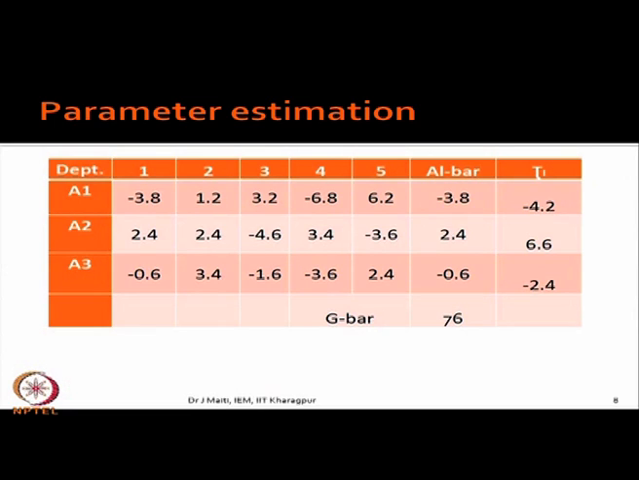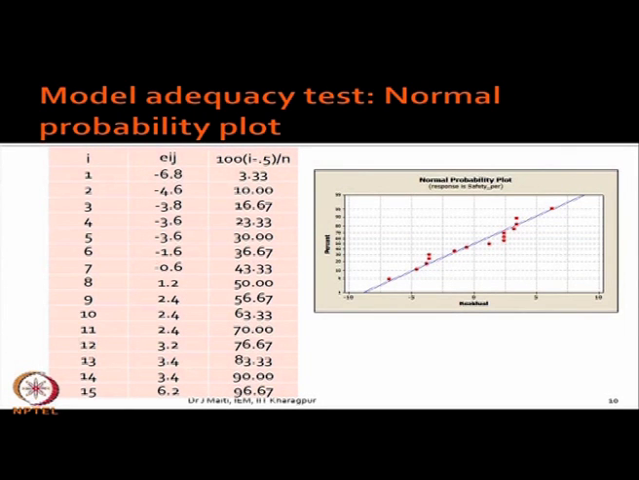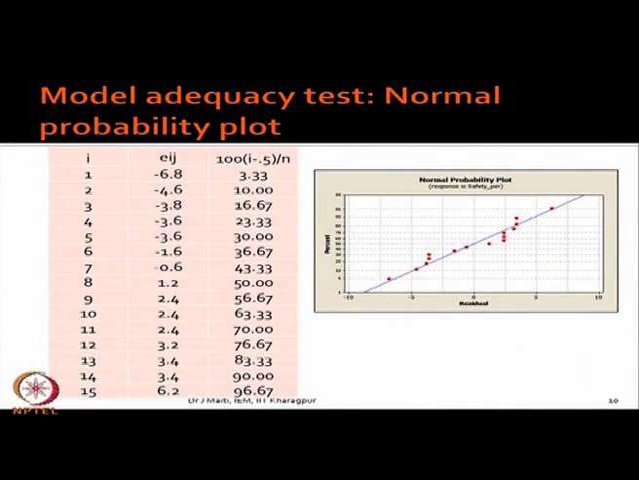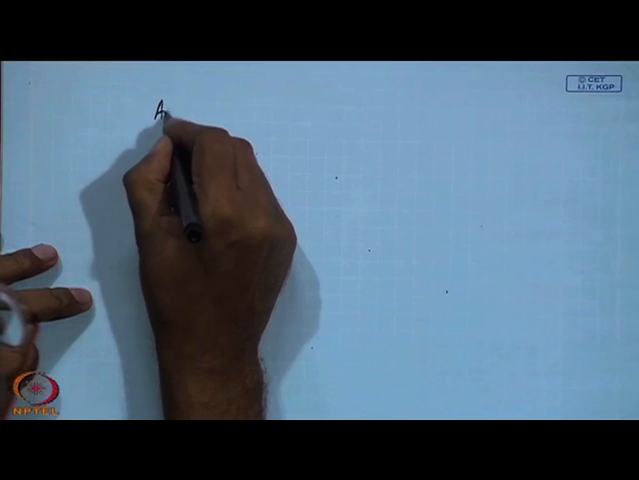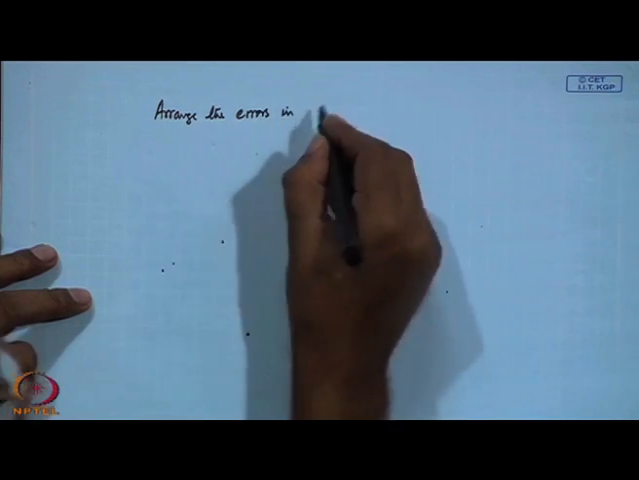Correct. So once you know the error, you have to go for certain adequacy tests, such as the normality test and other tests. This is known as the model adequacy test. Suppose I want to do the normality test. How do you go about it? Because you have to do it from the errors. The first step is to arrange the errors in ascending order.